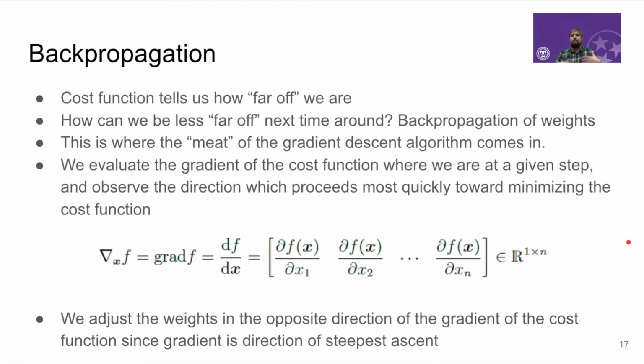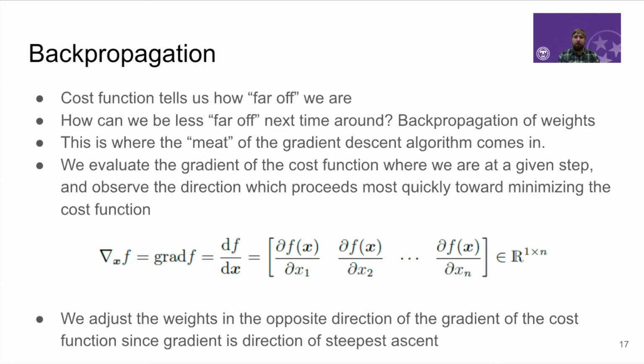So I've been talking about how we're going to update weights. How do we actually update weights? The cost function tells us how far off we are, how much error we made. And so our goal in learning a system is: how can we be less far off the next time around? So this is where the meat of that gradient descent algorithm comes in. We evaluate the gradient of the cost function where we are at a given step and observe the direction which allows us to proceed most quickly towards minimizing that cost function, i.e.